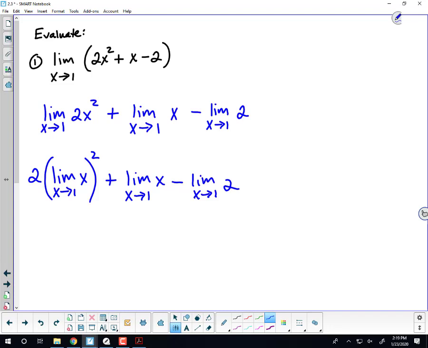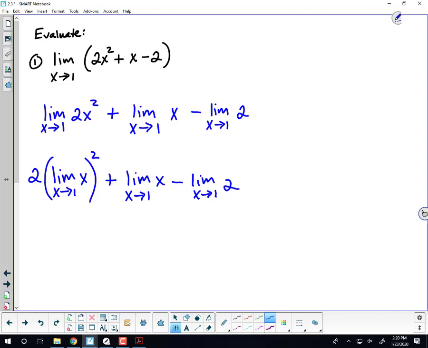So in a sense, with those limit laws, what we've done is we've taken a polynomial function and boiled it down to just isolating the limit pieces. They're all limits on linear functions. And from that other theorem, we know to evaluate a limit on a linear function, all we have to do is plug the thing we're approaching in for x.